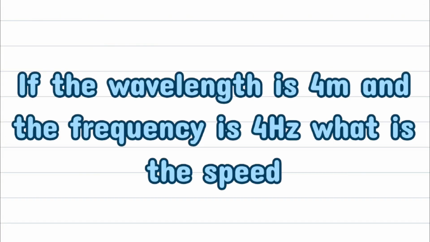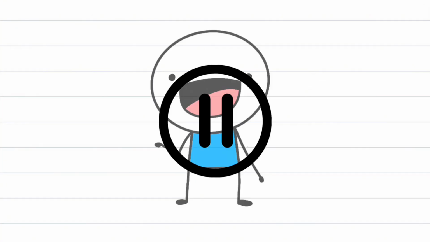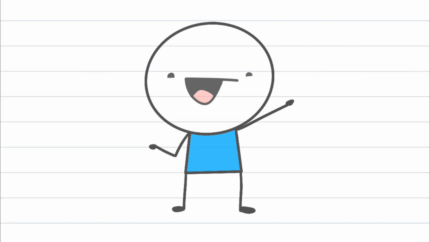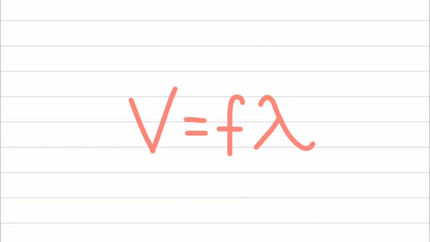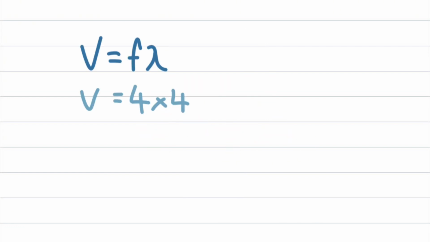Now let's move on to the wave speed questions. If a wavelength is 4 meters and the frequency is 4 hertz, what is the speed? Have a pause and go. This should be straightforward. V equals F lambda. V equals 4 times 4, or V equals 16 meters per second.